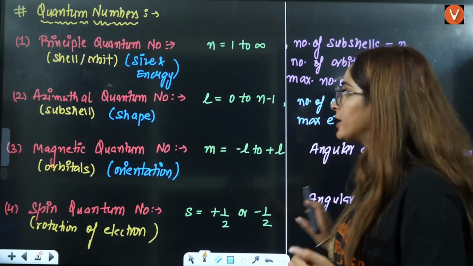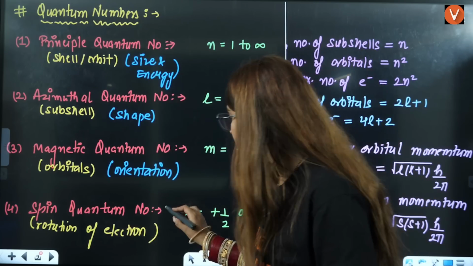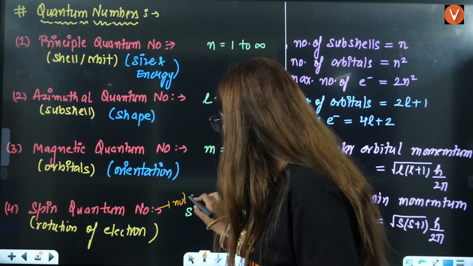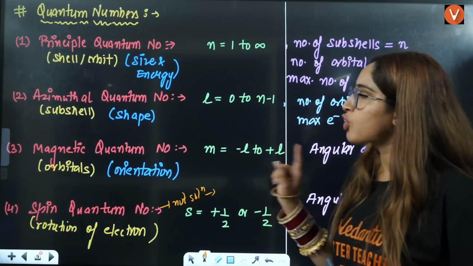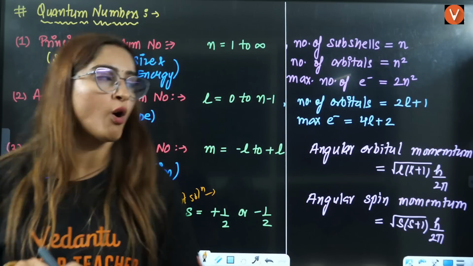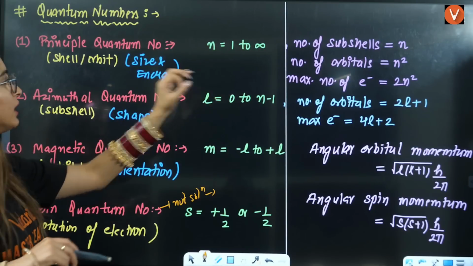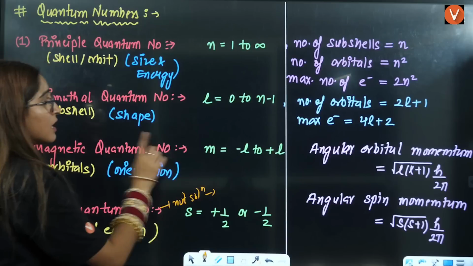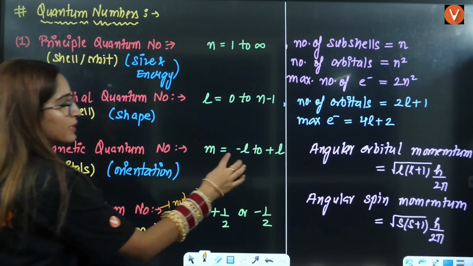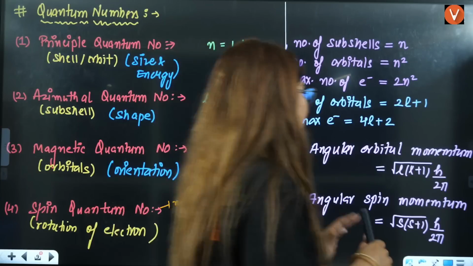Next is quantum numbers. So we have 4 quantum numbers, in which spin quantum number is not a solution of the Schrödinger wave equation. Now, talking about the formulas here: principal quantum number is 1 to infinity, azimuthal quantum number is 0 to n minus 1, magnetic quantum number is minus L to plus L, and spin is going to be either plus half or minus half.